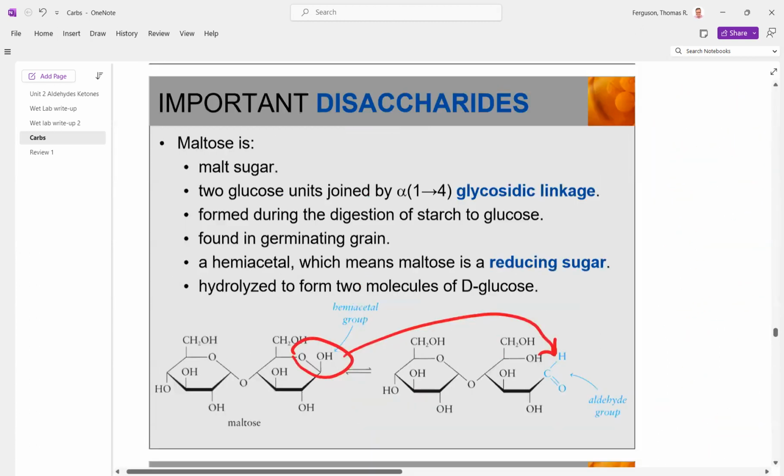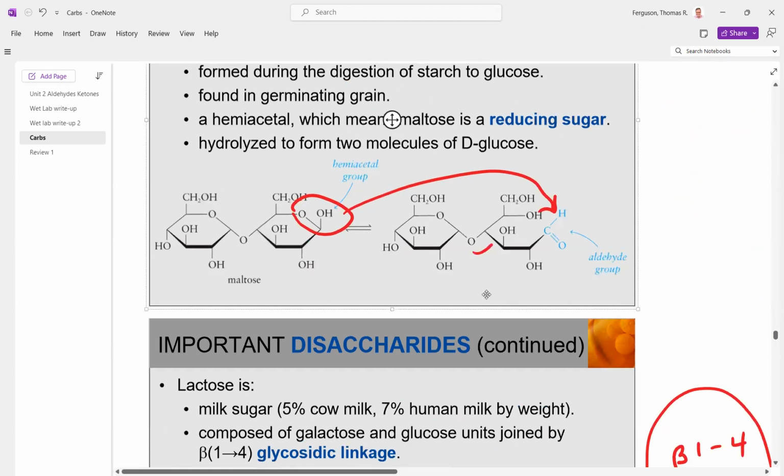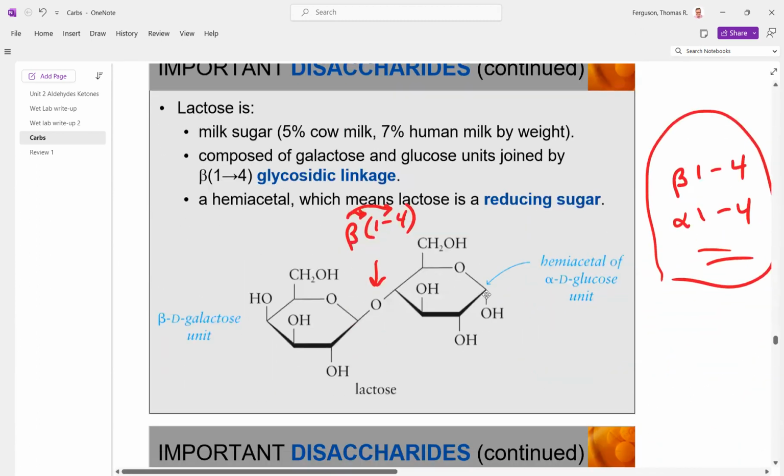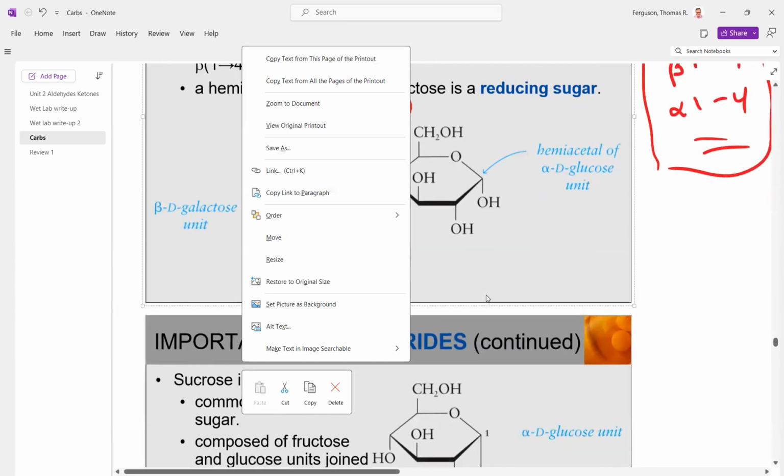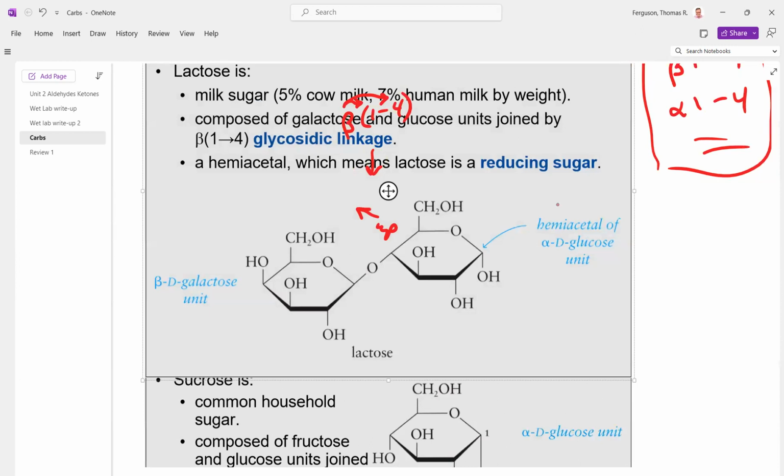Okay, so if you look at that, it goes down. That's because it formed from the alpha version of that glucose molecule. This goes up. So it's formed from the beta galactose. There's a hemiacetal on the right side, and it's a reducing sugar. So this is just real easy. Hemiacetal present, yes or no? If it's present, it's a reducing sugar because it opens up to the aldehyde and can be oxidized.